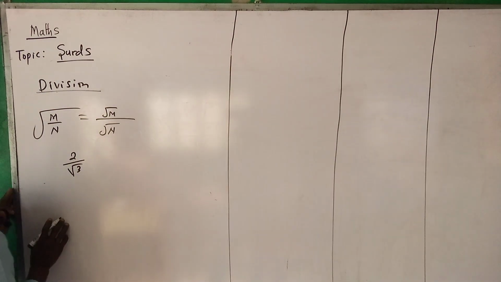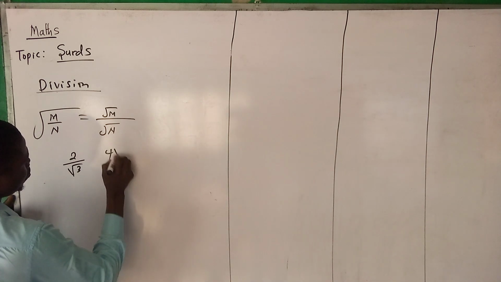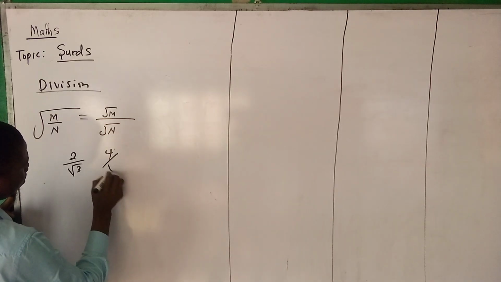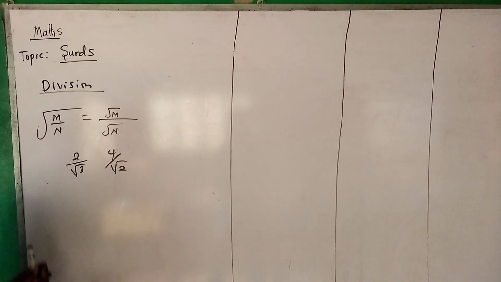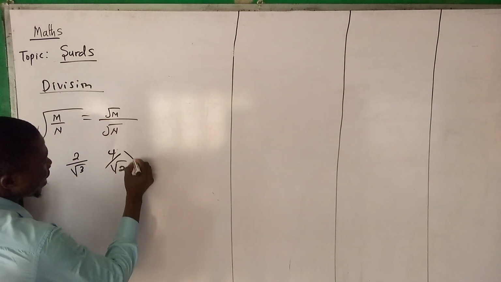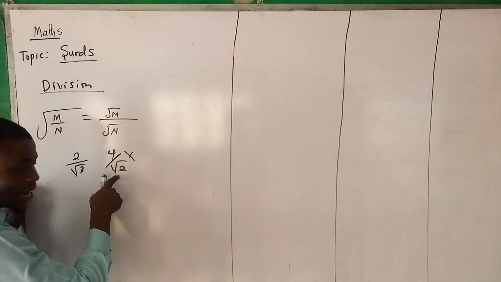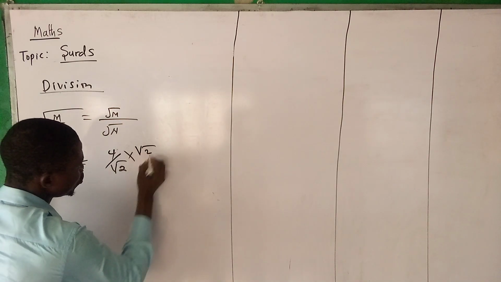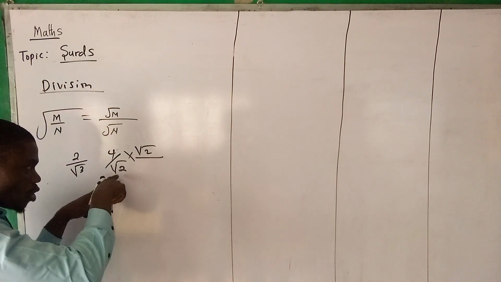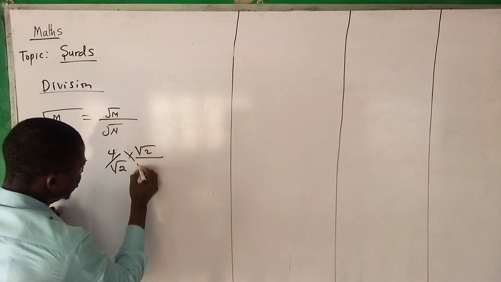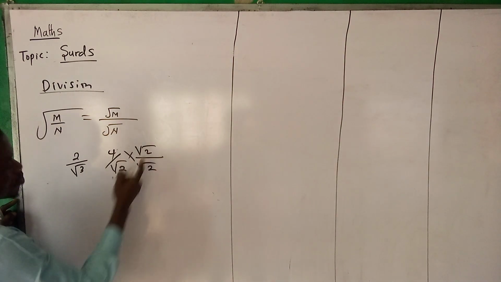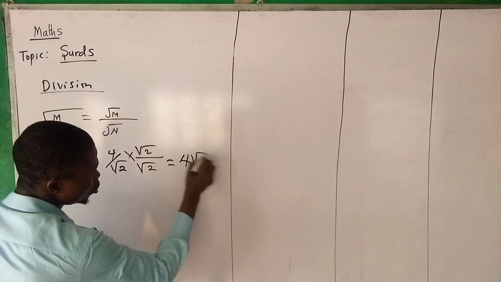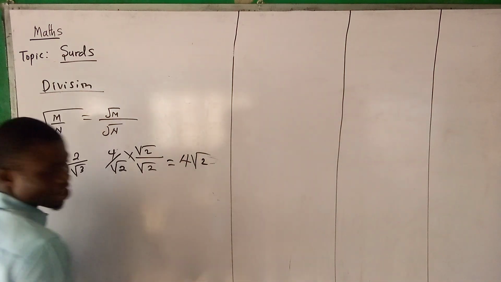Let's say something like 4 over surd 2, right? Let's do this one now. To rationalize means to multiply the numerator by the surd given to you, which is surd 2. Then, all over, you multiply the denominator by the same surd, which is also surd 2. The numerator is simply 4 surd 2. Just write 4 surd 2.